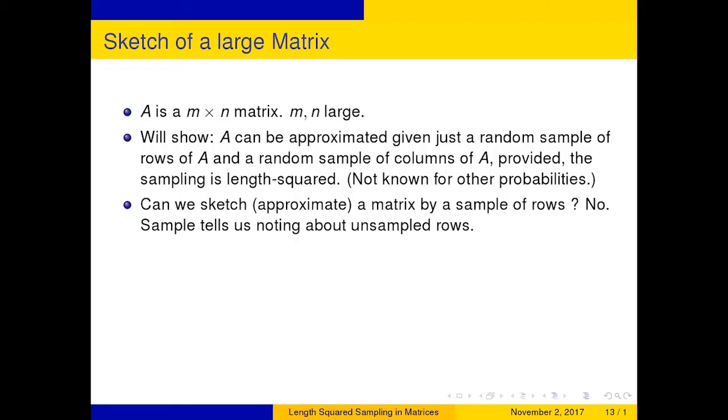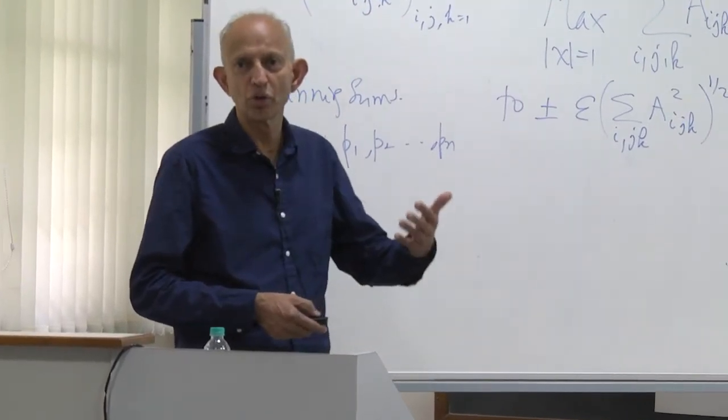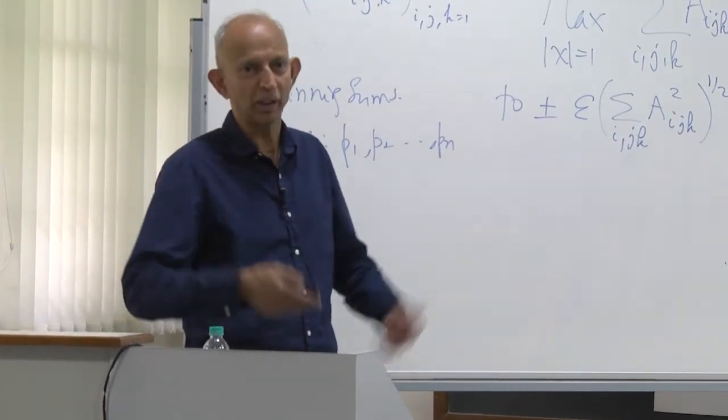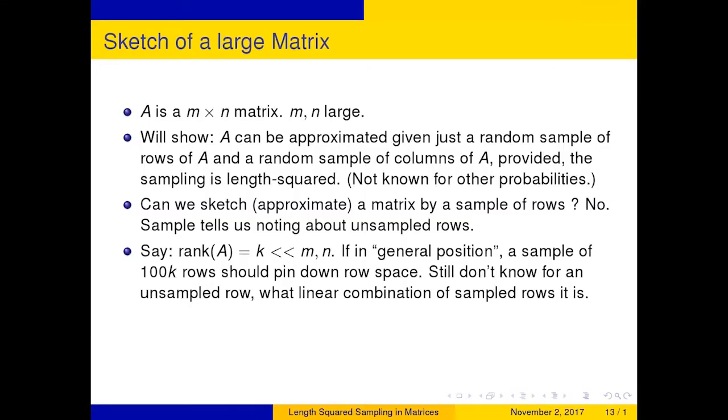So let's say first intuitively, let's ask ourselves, can we approximately sketch a matrix by a sample of just rows? The answer is obviously no, because the sample tells us nothing about the rows that we didn't pick. They could be anything, right? But suppose the rank of A is K, which is very small compared to M and N for the moment. So we want to do it for high rank matrices as well. We don't want to do it only for this. But suppose the rank is K, and suppose I pick 100 K rows, some large constant times K rows.